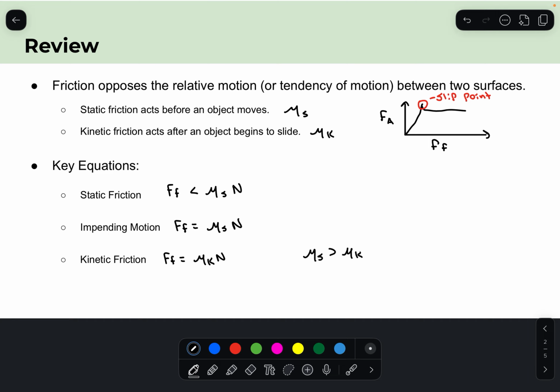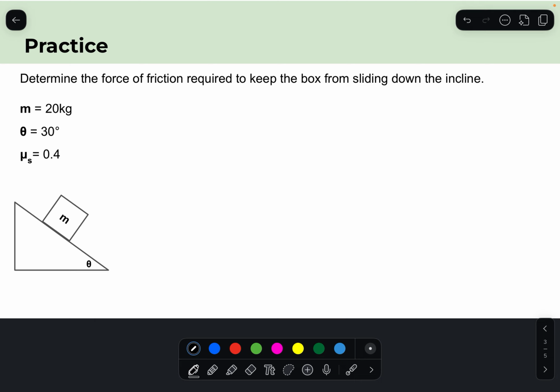Okay, so let's move into a practice problem now. We are asked to determine the force of friction required to keep the box from sliding down the incline. And we are given the mass of the box, the degree of the incline, and the coefficient of friction between the surface. So this is definitely one of those problems that you've probably seen in your beginner physics course or even in statics. And it is a highly likely sort of difficulty of problem that you could see on the FE exam. So it's good to just know how to do one of these basic problems for friction.